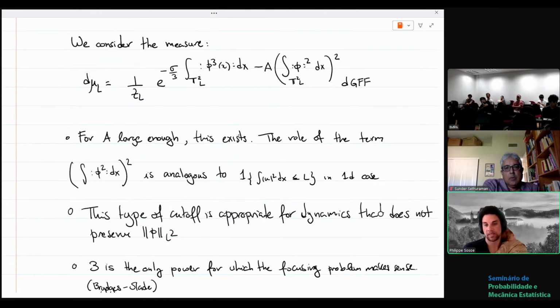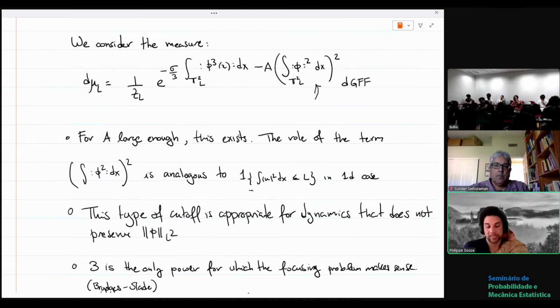that would have this as an invariant measure don't play very well with this mass cutoff. They don't respect the mass cutoff. Whereas if you put just a term like this, then you can construct stochastic or deterministic wave dynamics that would be at least formally invariant with respect to this.